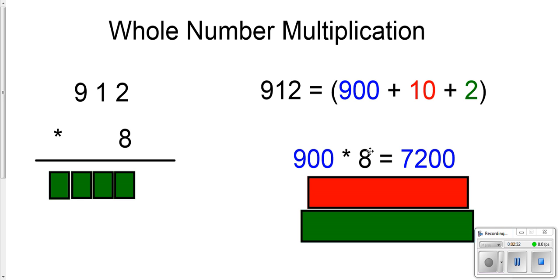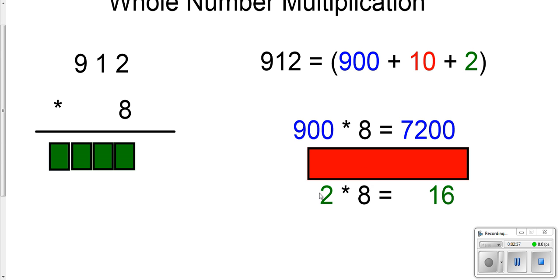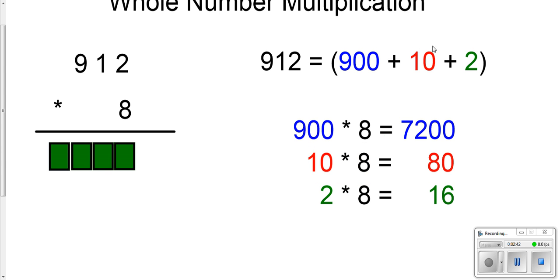I'm going to start down at the bottom here. 2 in our ones place times 8 is 16. Next, our tens place, 10 times 8 is 80. And then 9 in our hundreds place times 8 is 7,200. I got that by doing 8 times 9 is 72, putting my 2 zeros there. I got this by doing 8 times 1 is 8, add the 0 at the end. I got this by doing 2 8s, which makes 16.